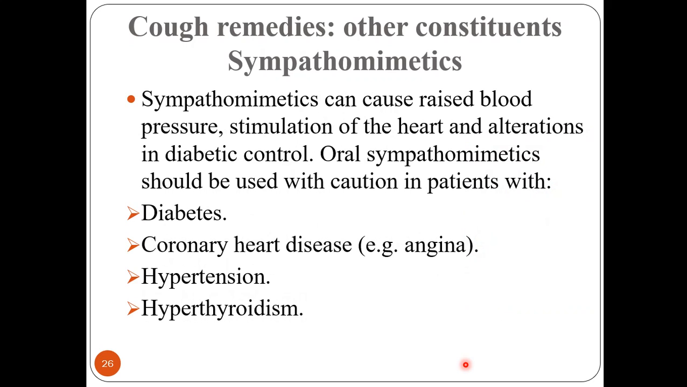Sympathomimetics can cause raised blood pressure, stimulation of the heart, and alterations in diabetic control, as we talked in the previous section. So an oral sympathomimetic should be used with caution in patients with diabetes, coronary heart disease such as angina, hypertension, and hyperthyroidism.